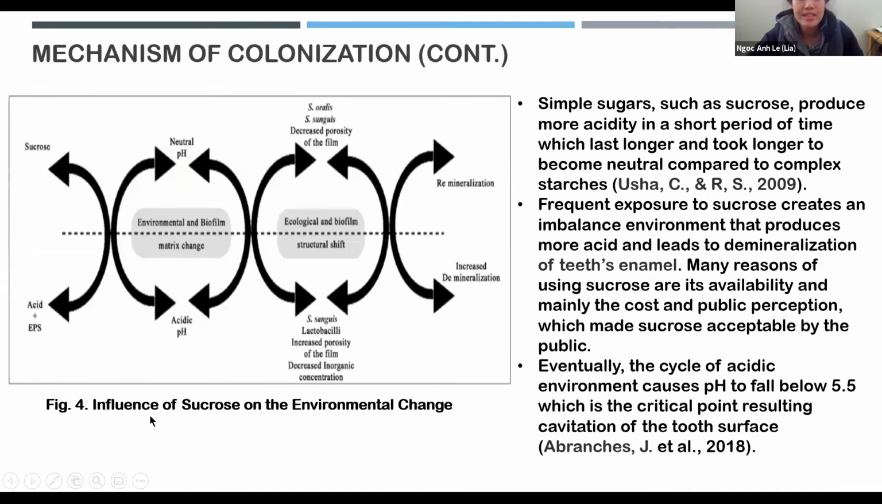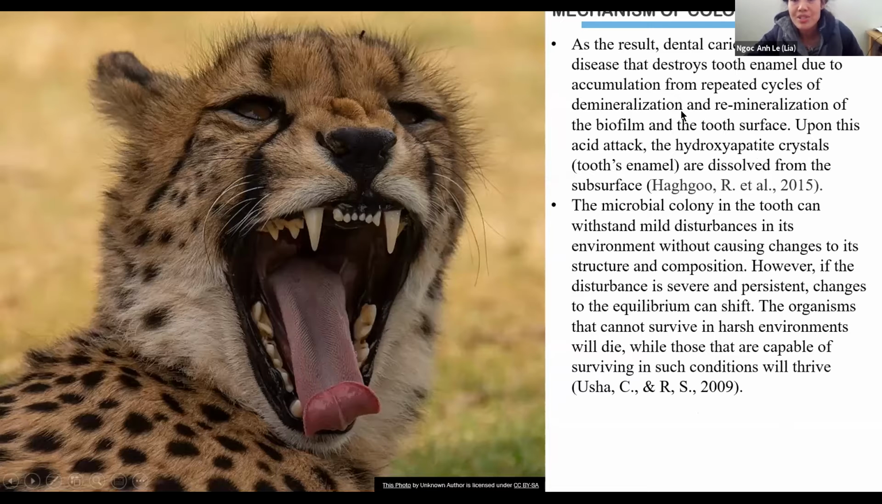So as you can see, when you consume sucrose, it turns into an acidic environment, and since it stayed longer and took longer to become neutral compared to complex starches, it will produce a more acidic environment that changes the matrix and causes a structural shift, which causes demineralization in the tooth. So as you can see, dental caries is an infectious disease, and it causes demineralization due to the biofilm. And because of the acid attack, it will start to dissolve the tooth enamel.